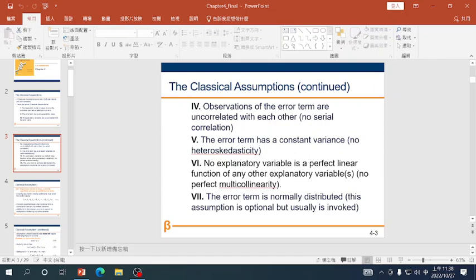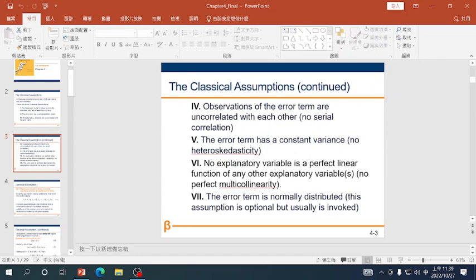For cross-sectional data, the assumption tells us that the error term has a constant variance. It means that the X values won't affect the large variation of the Y variable.